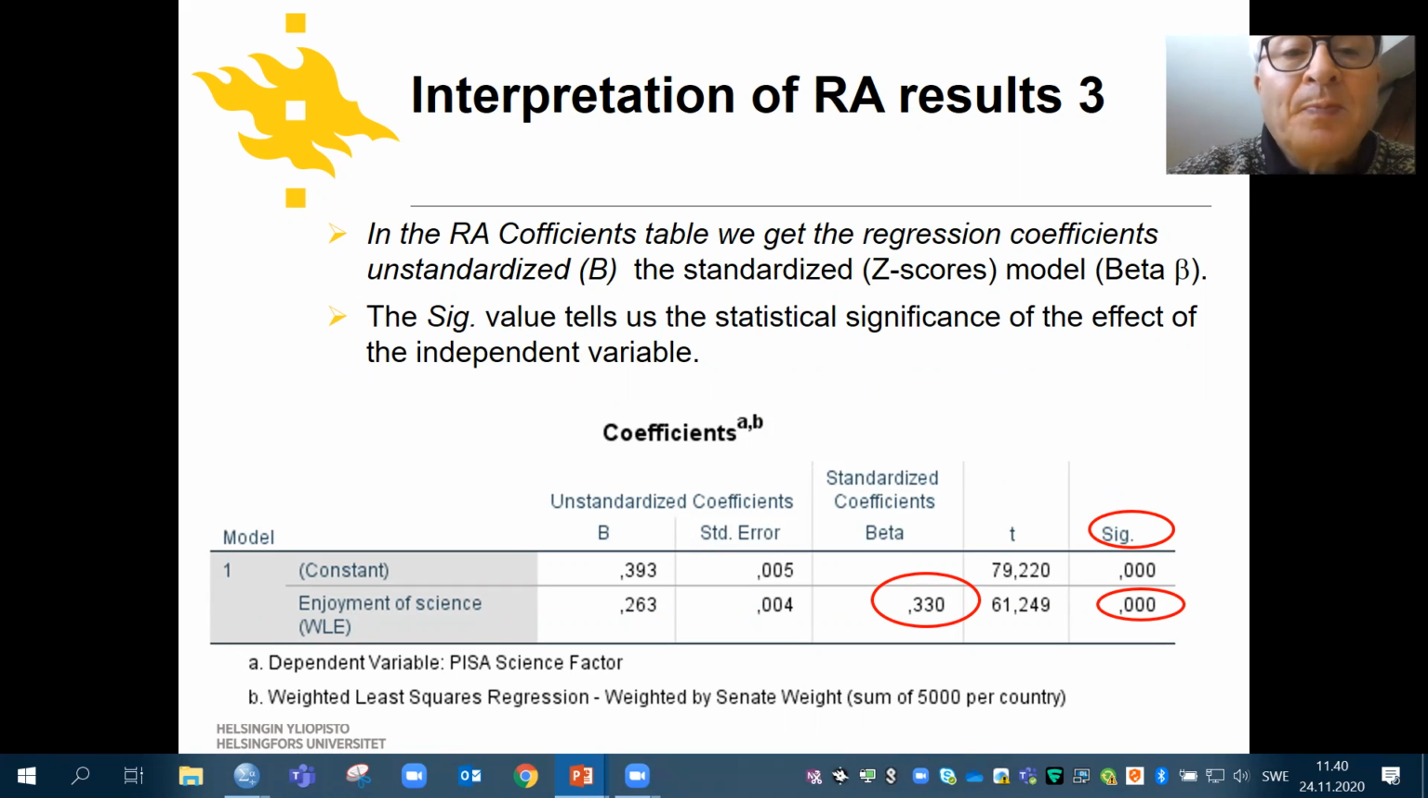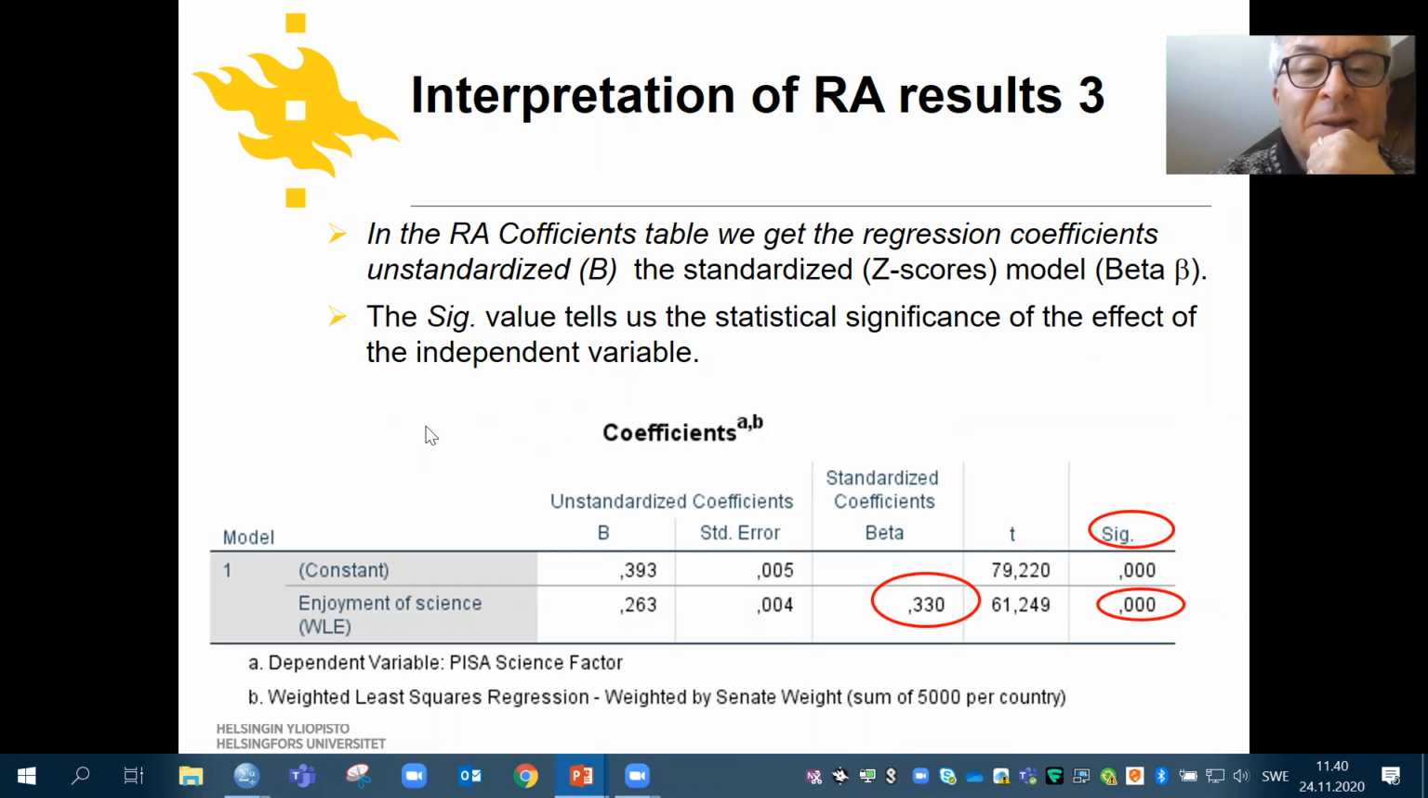Now then, here we have a very similar result, but it is good to have a look at this now, because it will get a little bit more complicated when we have more independent variables.